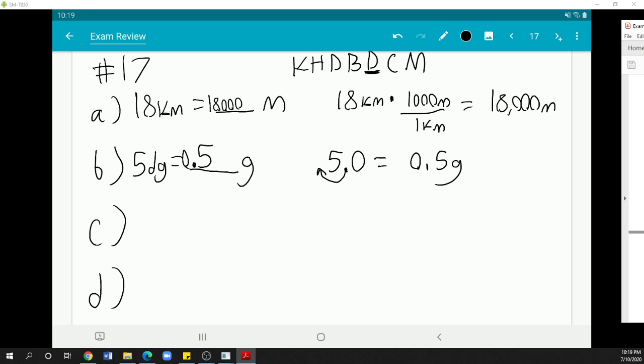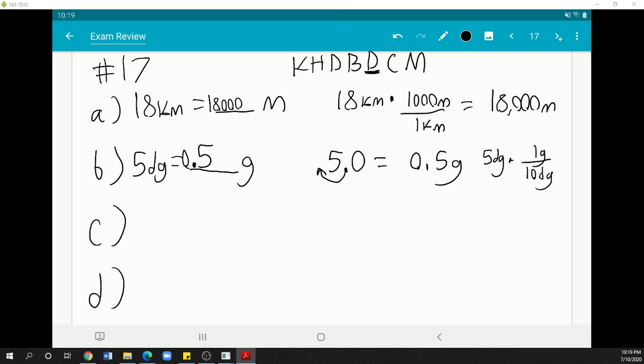Same trick as we did above. If you want, you could just divide it by 10, because it's 5 dg times 10 dg over 1 gram. Either way works.